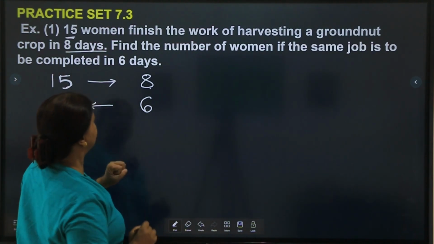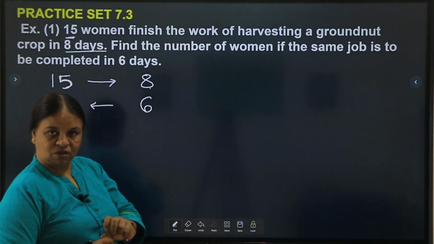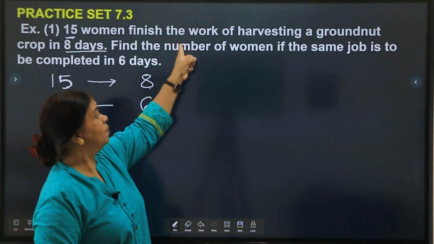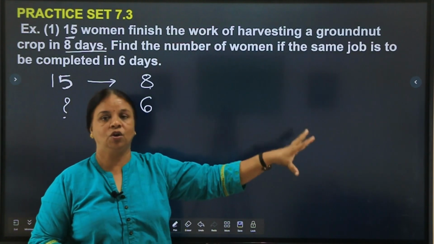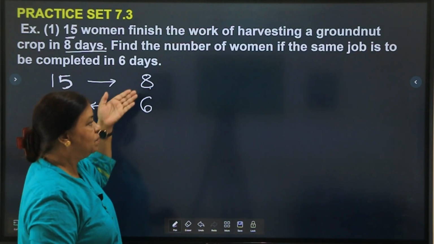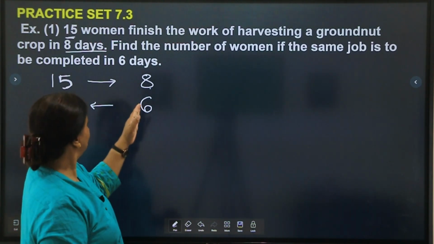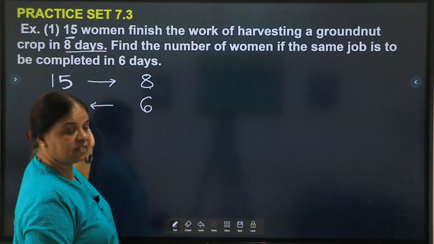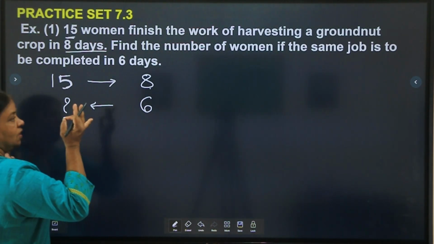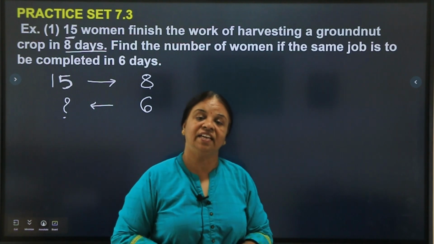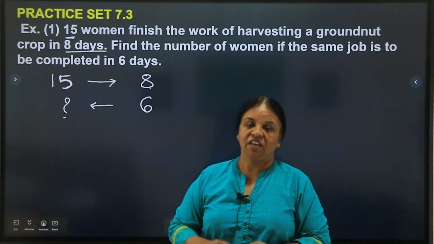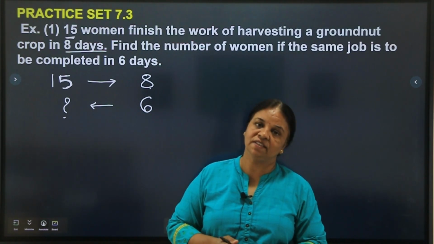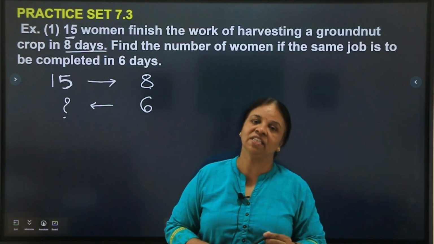Now, here you see children, there are 15 women who are completing the work of harvesting of the groundnut crop in 8 days. Now, the number of days would be less, so the women required would be more. So, what is happening here? We come to know that these two factors are in inverse variation. If one quantity increases, the other decreases. Clear? So, this is a case of inverse variation.